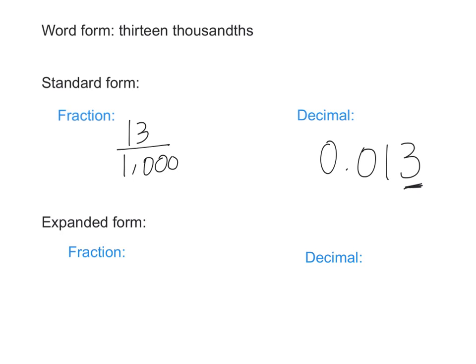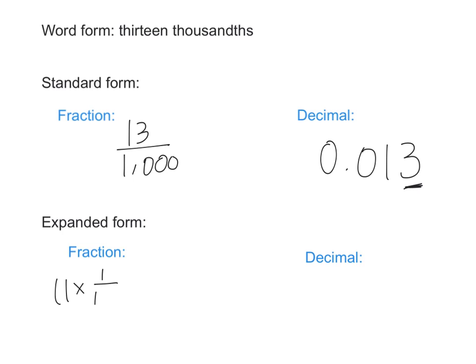How could I expand this using a fraction? Kevin? I can do 1 times 13 over 1,000. Would I do 1 times 13 over 1,000, or would I do 1 times 1 over 1,000? 13 over 1,000. Why would it be 13 over 1,000? Would that be expanded? Is that the most you could expand it? Oh, actually, 13 times 1 over 1,000.